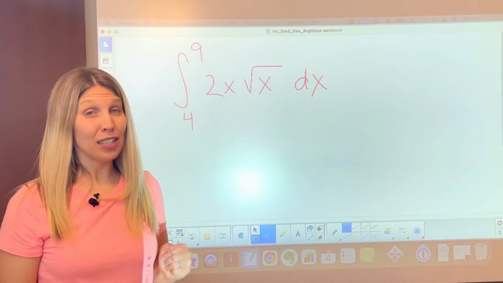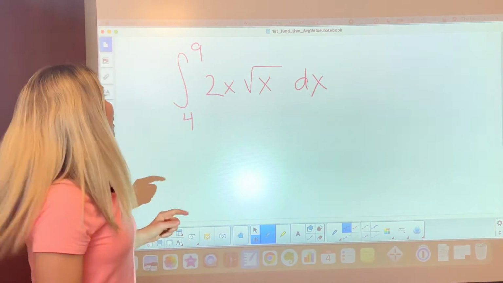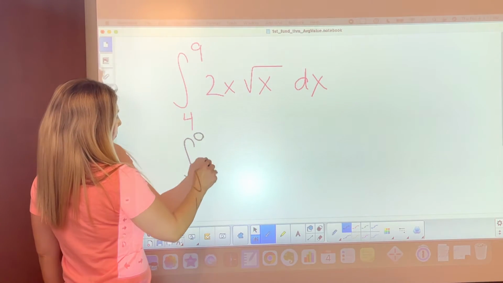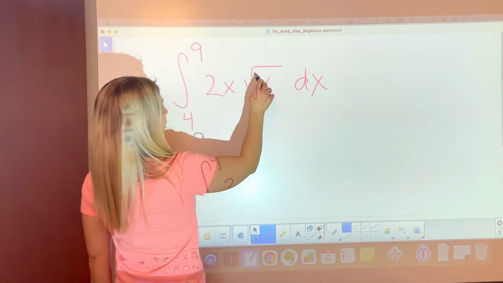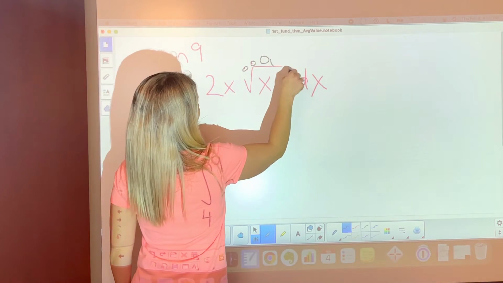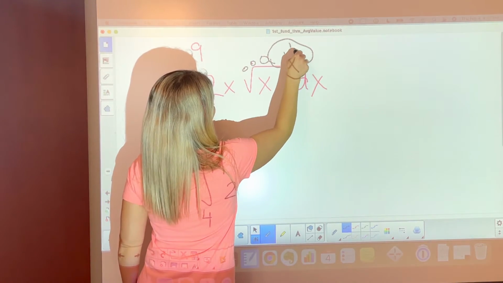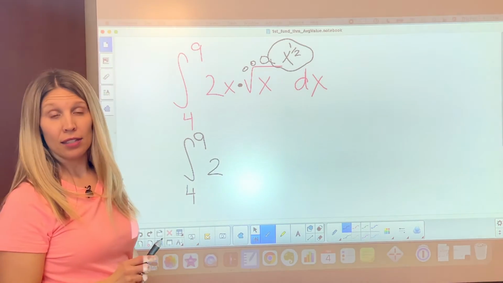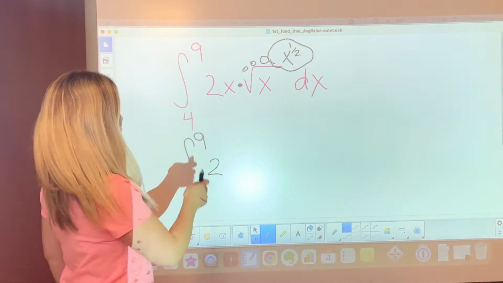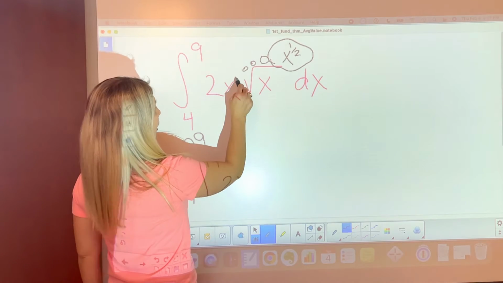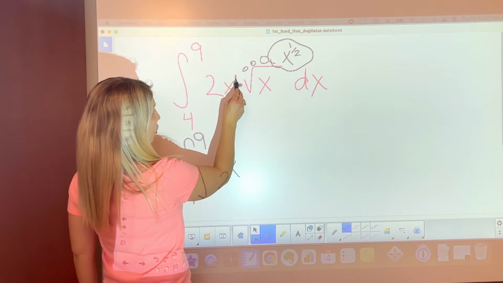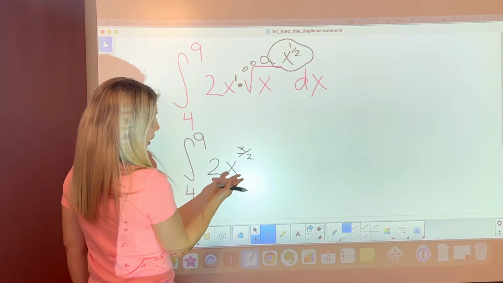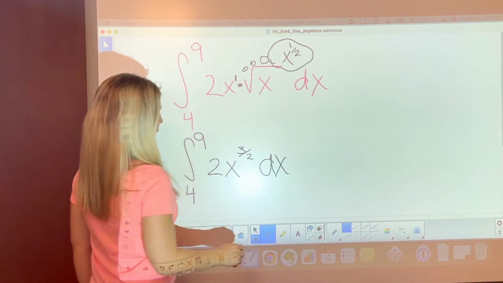Let's try this one, because this one doesn't look as pretty. So first thing I'm going to do is rewrite this problem. And this right here I'm going to think about as really x to the 1/2. And when you're multiplying x's, you add their exponents. So this is really 2x, this is exponent of 1, so 1 plus 1/2 is 3/2, dx.